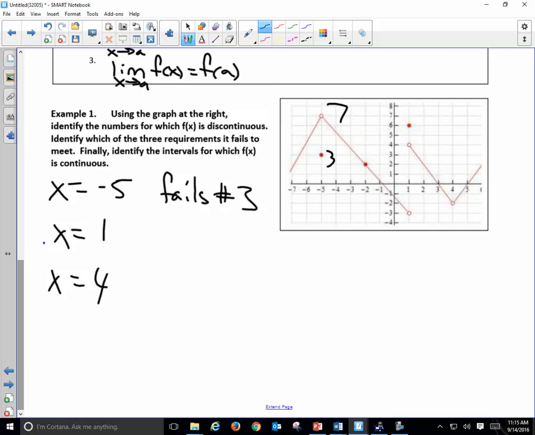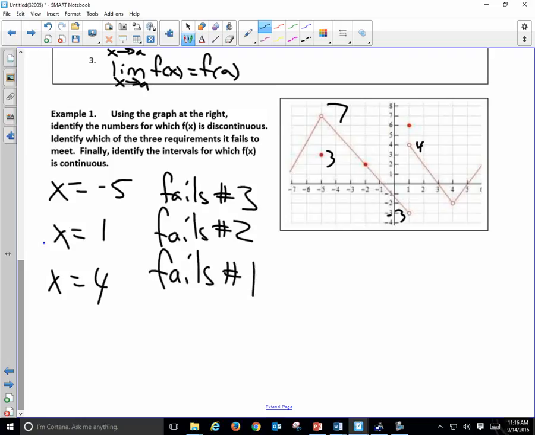Well, let's look at those. Let's look at x approaching 1. Does f of 1 exist? If you plug in 1, do you get an output? What do you get? 6. Does the limit exist as x approaches 1? Why? Yeah, it's -3 on this side and it's +4 on this side. Those are different, so it fails number 2. And then finally, let's look at 4. Does f of 4 exist? If you plug in 4, do you get an output? No, so it fails number 1.